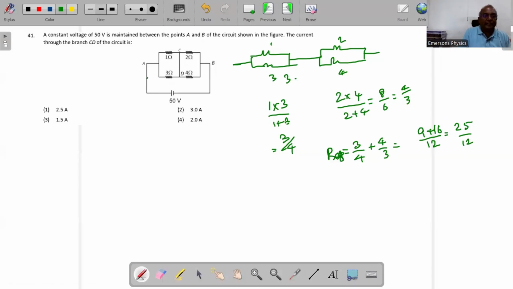So what will be the current here? I will be equal to V by R. The current here is V by R effective. What is V? 50 by 25 by 12. Cancelling, 2 times 2 into 12, 24 amperes. Observe carefully. Now the current here is 24 amperes.